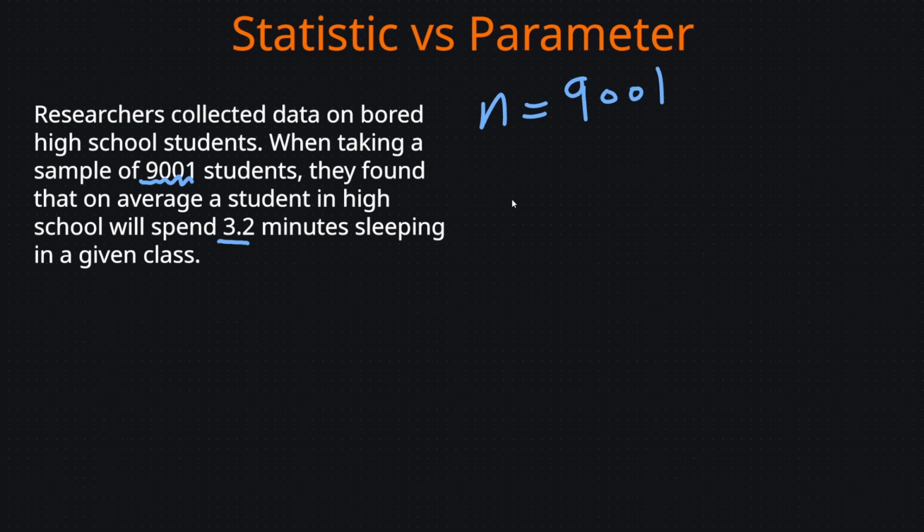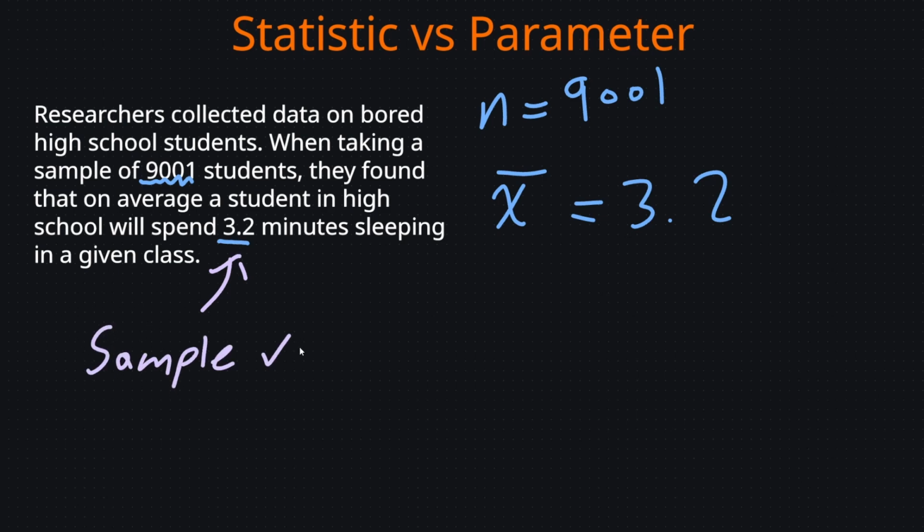This 3.2 is a statistic. I'll say x bar for my mean, my statistic mean, and I'm going to set that equal to 3.2. But why is this not a parameter? What's the difference? Well, the difference is that this 3.2 does not refer to the actual value for all of the students in the planet or a certain country or whatever your population is. This is a sample value. This is a value summarizing your sample. This 3.2 tells us about the 9,001 students that we tested.